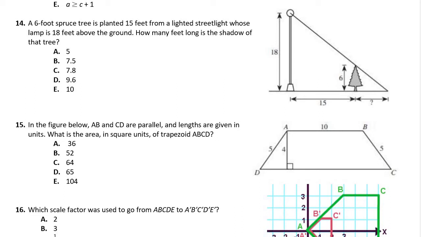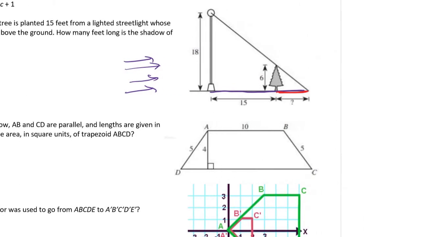Okay, so obviously this pole is going to cast a shadow here if the light is coming from the same direction like that to both the poles, the pole and the tree. So this pole is going to cast a shadow like that, and the tree is going to cast a smaller shadow like that. What I want you to see is the triangles.